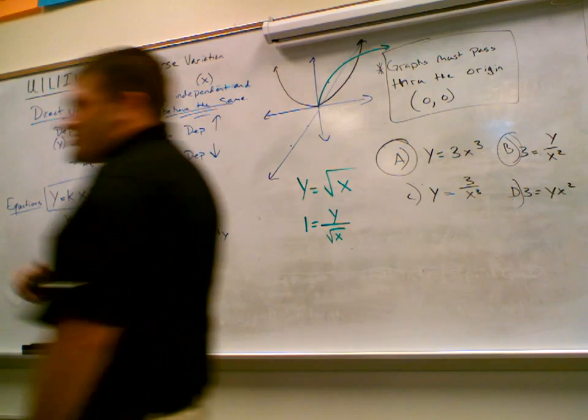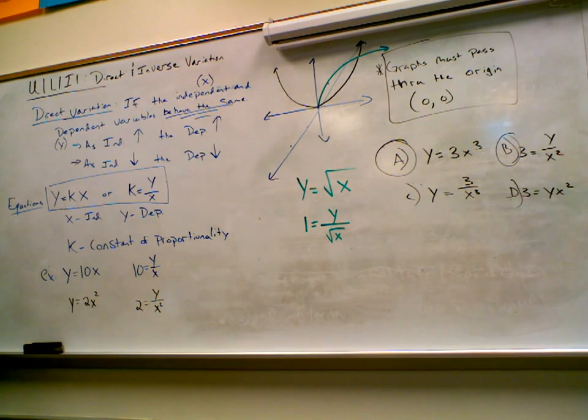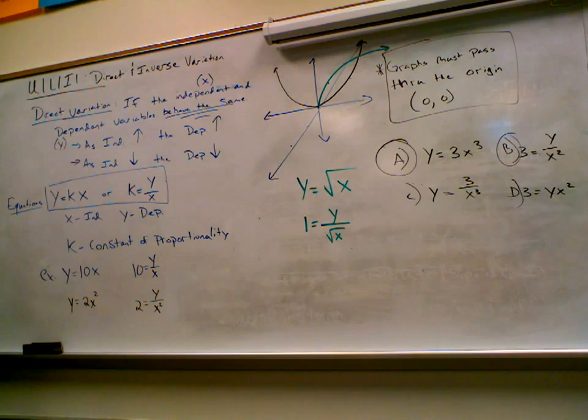Okay? So A and B are both examples of direct variation. What do you think C and D are? Inverse. Okay? And we'll talk about inverse tomorrow.